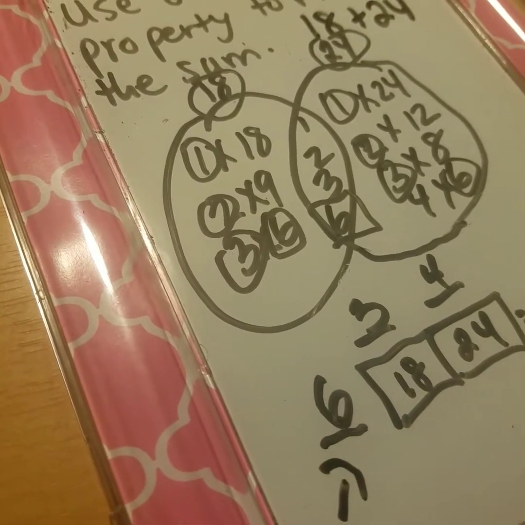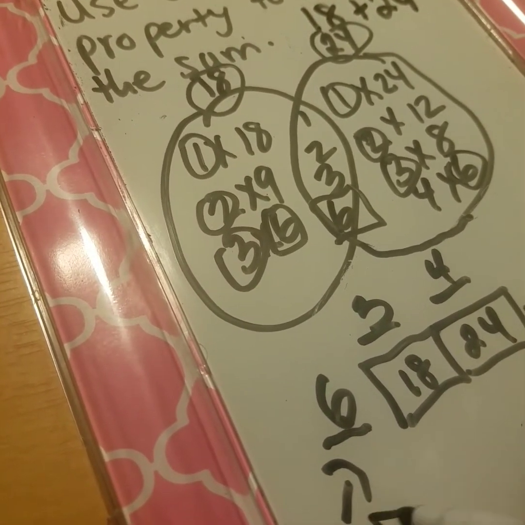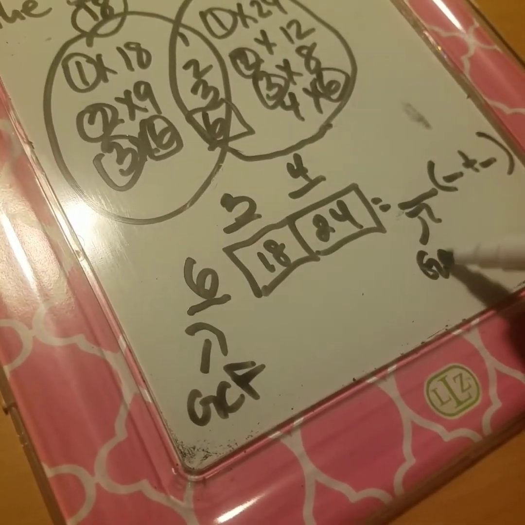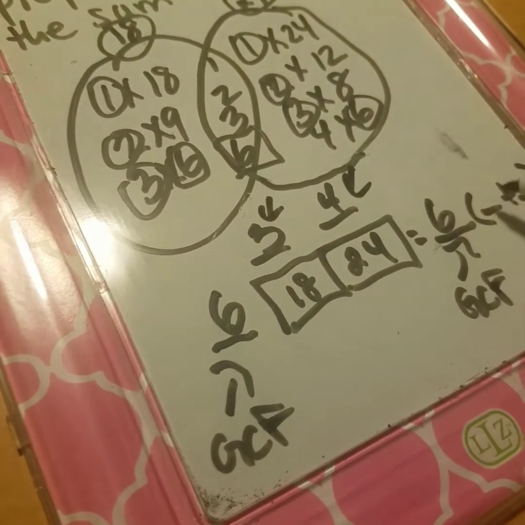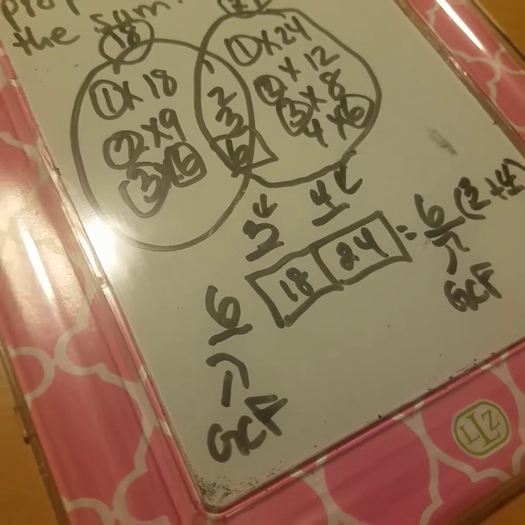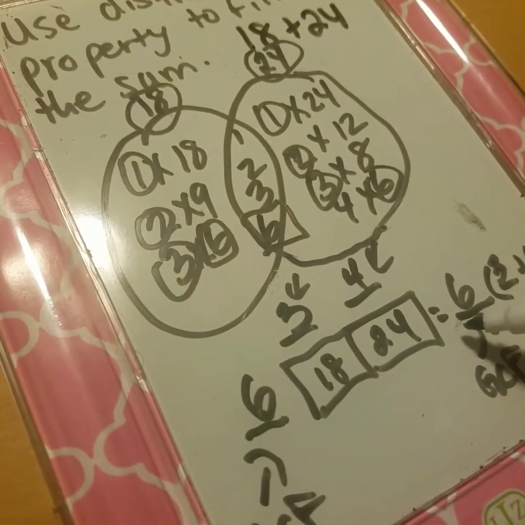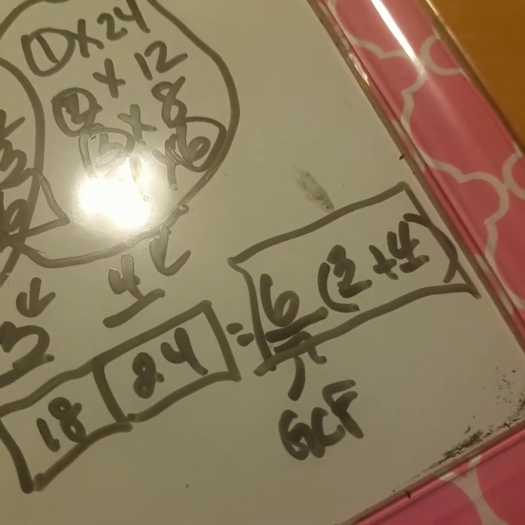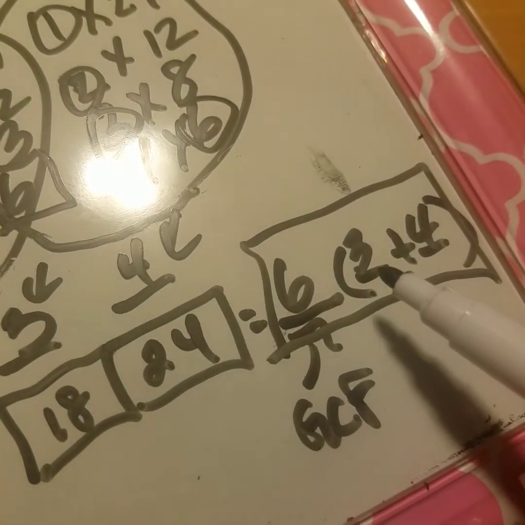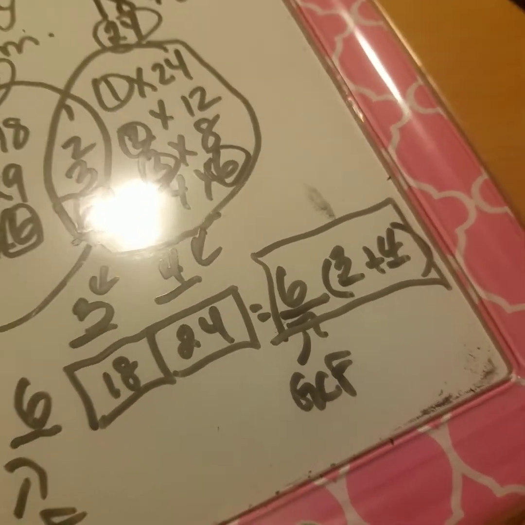Our answer must be in this format: our GCF, which is 6, and our factors, which are 3 and 4. And this is how our answer should look: 6, open parentheses, 3 plus 4, close parentheses.